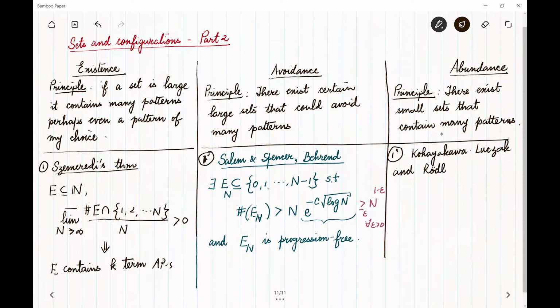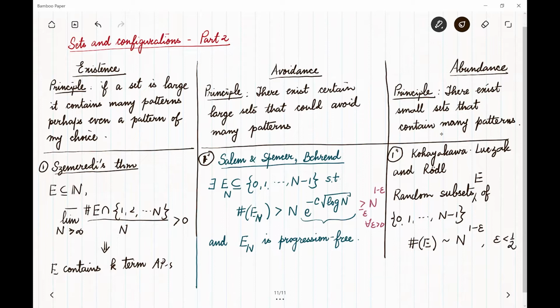And they showed that random subsets of 0, 1, up to N minus 1, and these random subsets could be really small. Let's say this random subset is capital E, and the cardinality of capital E is N to the 1 minus epsilon for some epsilon less than 1/2. These ones contain long progressions.